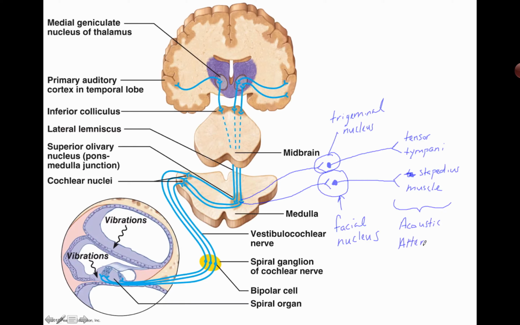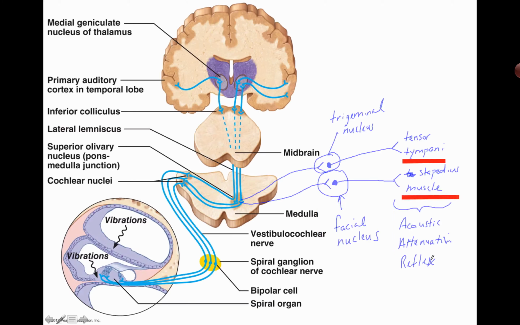Okay, so this is what we talked about earlier, the acoustic attenuation reflex. That's going to originate in the olivary nucleus right there. So if you have really loud sounds, you're going to go along the trigeminal nerve. There's a trigeminal nucleus found here. This is going to then stimulate the tensor tympani muscle. It's going to make it contract. It's also going to go along the facial nerve. Here's the facial nucleus, and it's going to stimulate the stapedius muscle to contract.